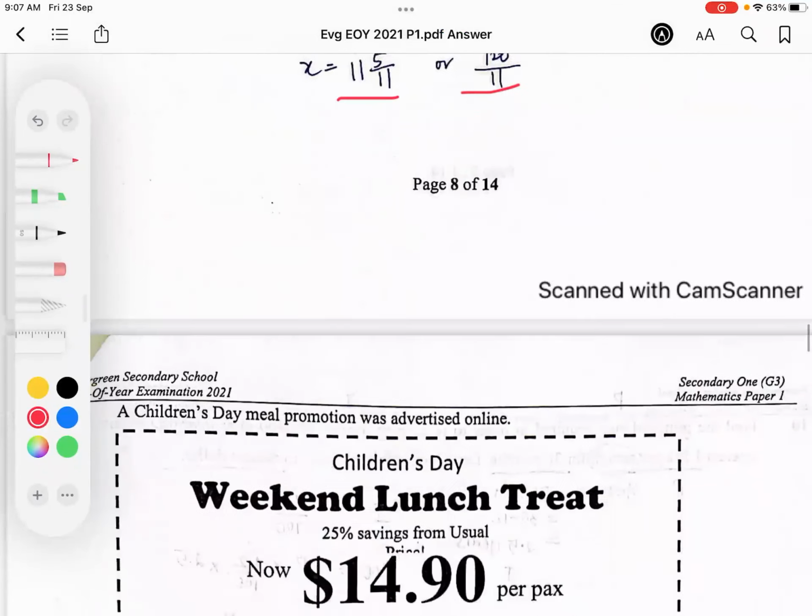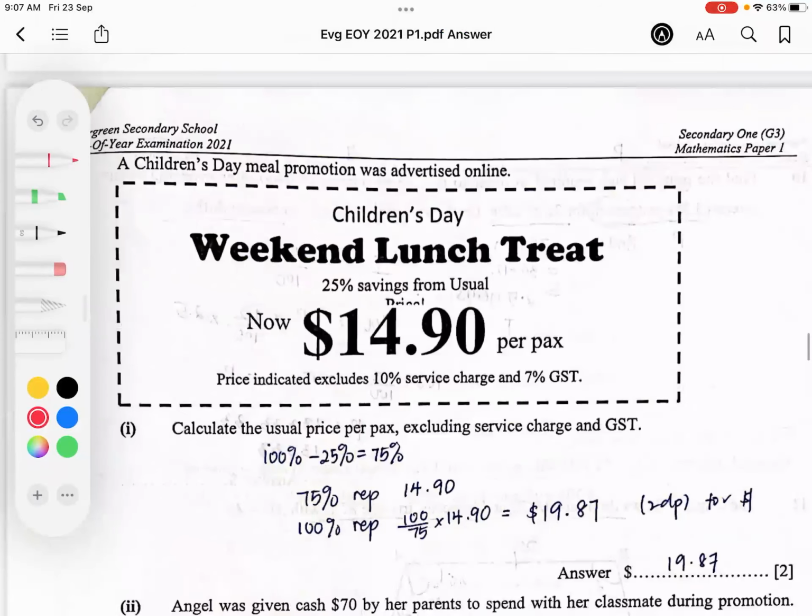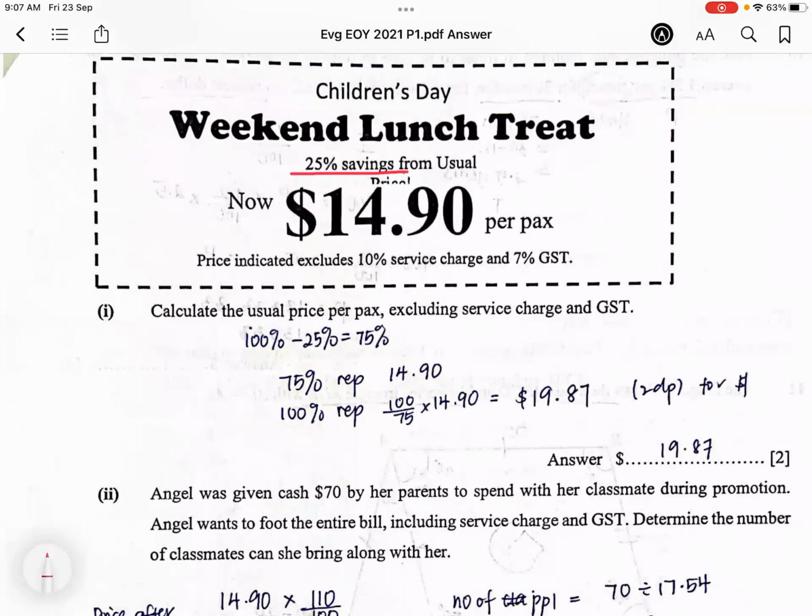This one is excluding service charge. The question says 25% savings. So that means my $14.90 is the one after saving, which means it's 75%. It is not 100%. Okay, the original one is the 100%. So work out, and money must be in 2 decimal places.